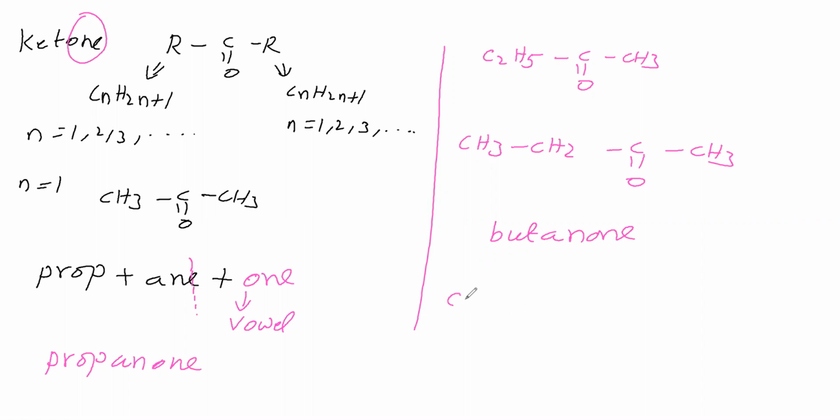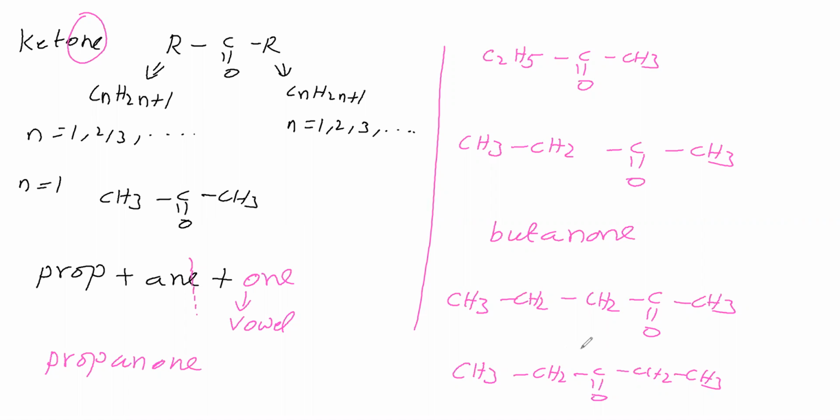Next I will take one compound, CH3CH2CH2COCH3. For this I can write an isomer. How? CO right in between these two carbons, then we will get CH3CH2COCH2CH3. Isn't it? So here 2 isomers are possible. Here the parent chain contains 5 carbon atoms, therefore pent, the primary suffix is an, and the secondary suffix is one.